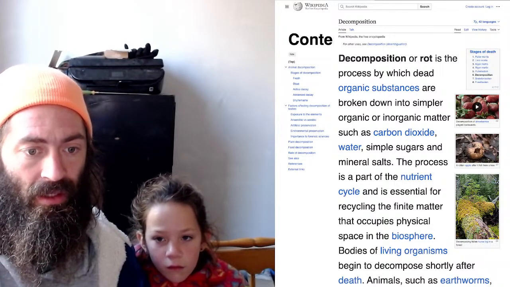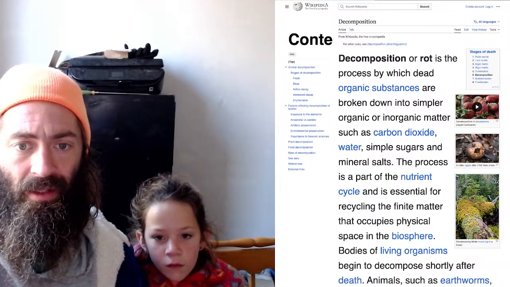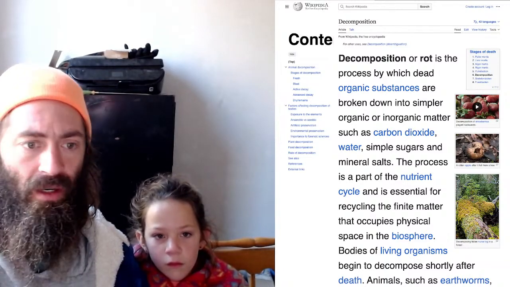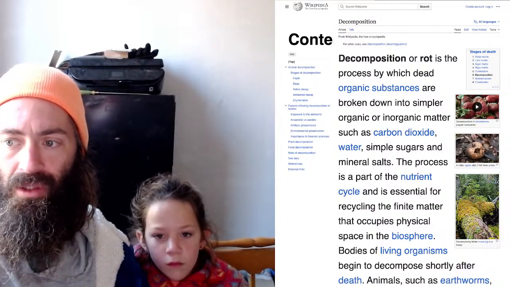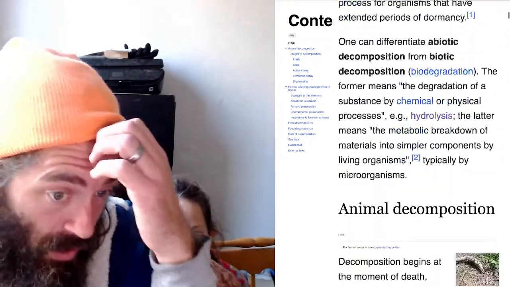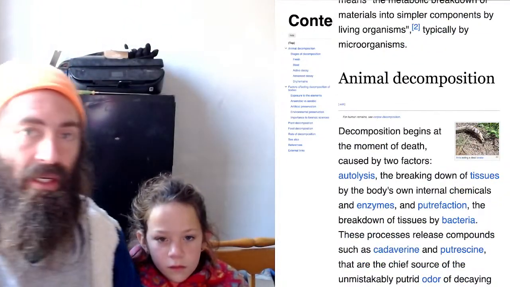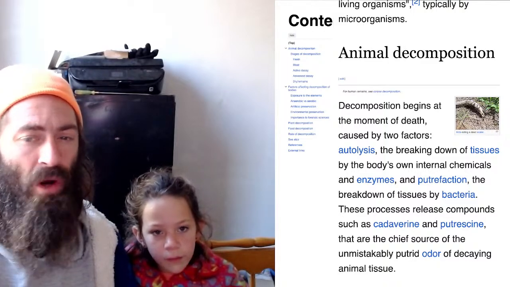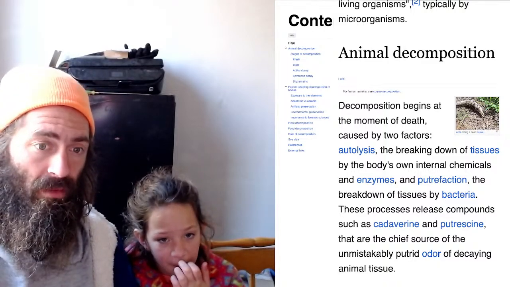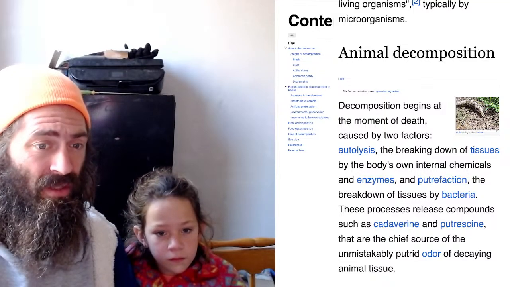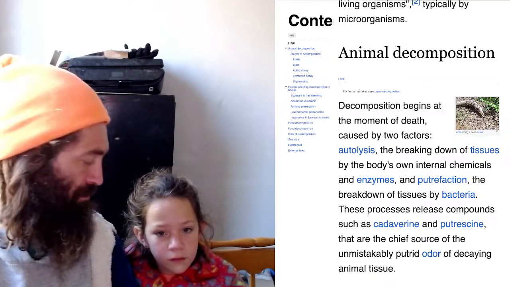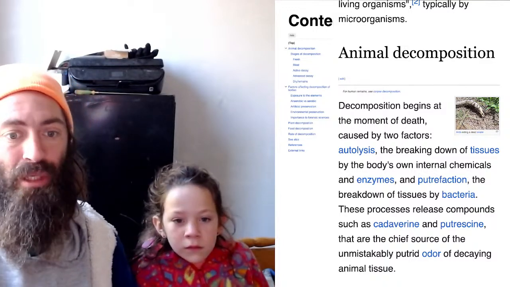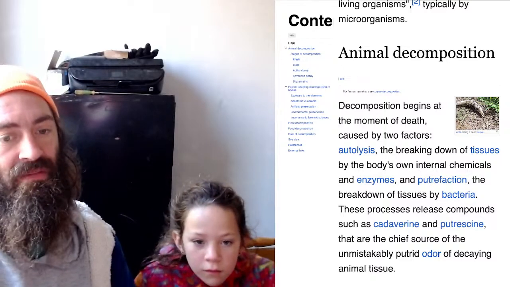And I'm going to interact here with, let's see, just got that browser there. You're here, super cool. All right, so let's work our way towards animal decomposition. All right, cool. So decomposition begins at the moment of death. Okay. Caused by two factors: autolysis, which is the breaking down of tissues by the body's own internal chemicals and enzymes, and putrefaction, the breakdown of tissues by bacteria.